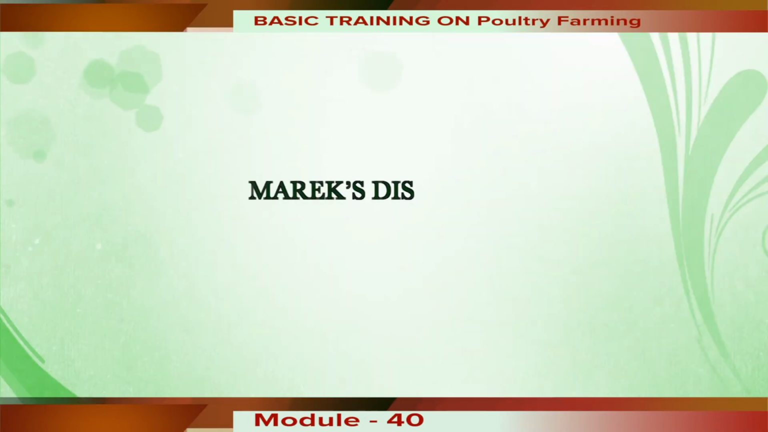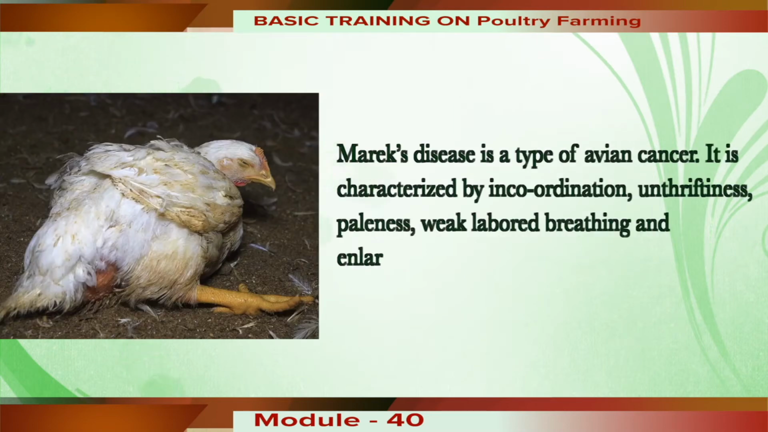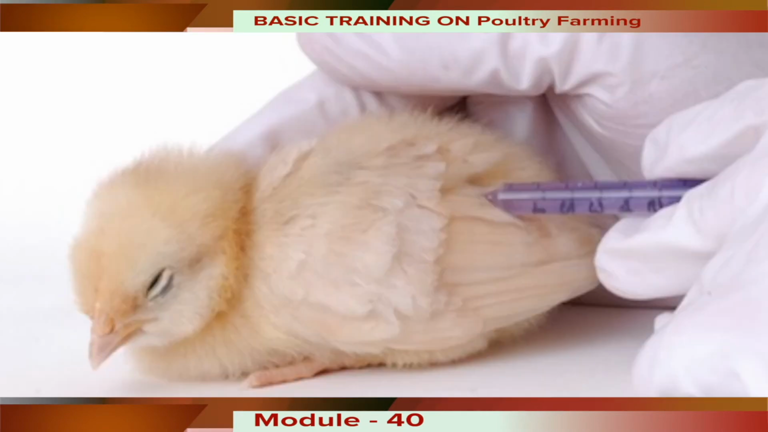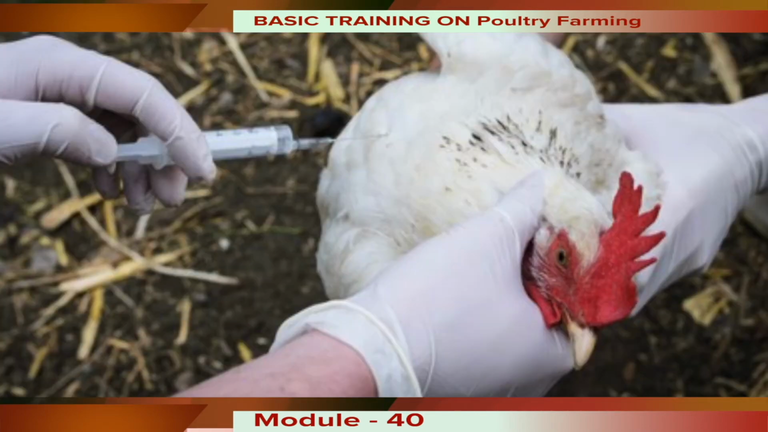Then there is another type of disease called Marek's disease. Marek's disease is a type of avian cancer. It is characterized by incoordination, unthriftiness, paleness, weak labored breathing, and enlarged feather follicles. Scaly combs and greenish diarrhea are also seen. Treatment is not available. It can be prevented by vaccination at the hatchery itself.